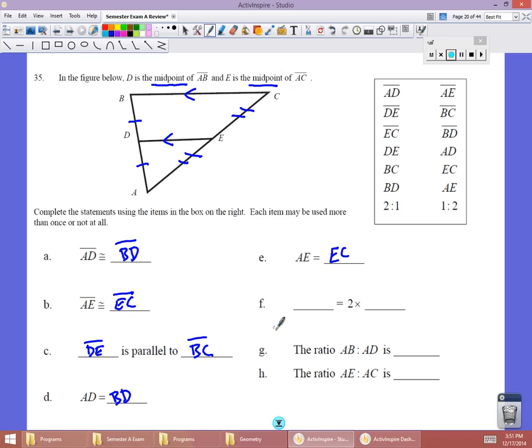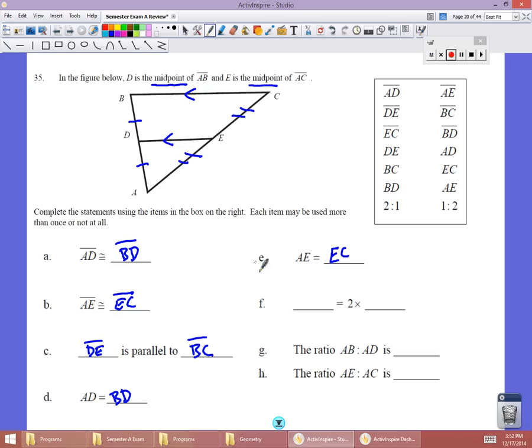All right, for letter F, we're saying blank is equal to 2 times blank. Well, there's actually three possibilities. The first possibility is that this whole line segment A to C is equal to 2 times either one of those. Or we could say that the mid-segment is equal to 2 times the bottom. Sorry, the other way around. The bottom is equal to 2 times the mid-segment.